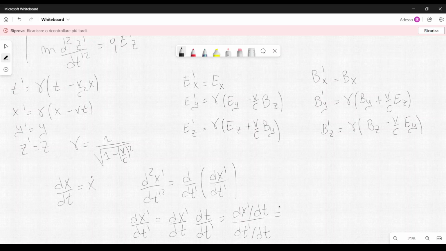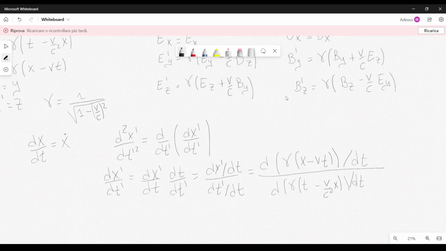So this will be d of gamma times x minus vt over dt, divided by d of gamma times t minus v over c squared x, divided by dt. So slash dt here, like this.